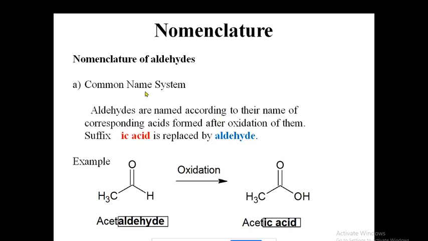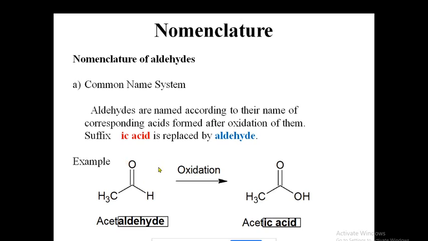So the first method by which we give the names is the common name system. It is also called the trivial name system. So how are aldehydes named? For that you should know which carboxylic acid is formed from that corresponding aldehyde. Aldehydes are named according to the names of the corresponding acids formed after their oxidation. The suffix IC acid is replaced by the word aldehyde.